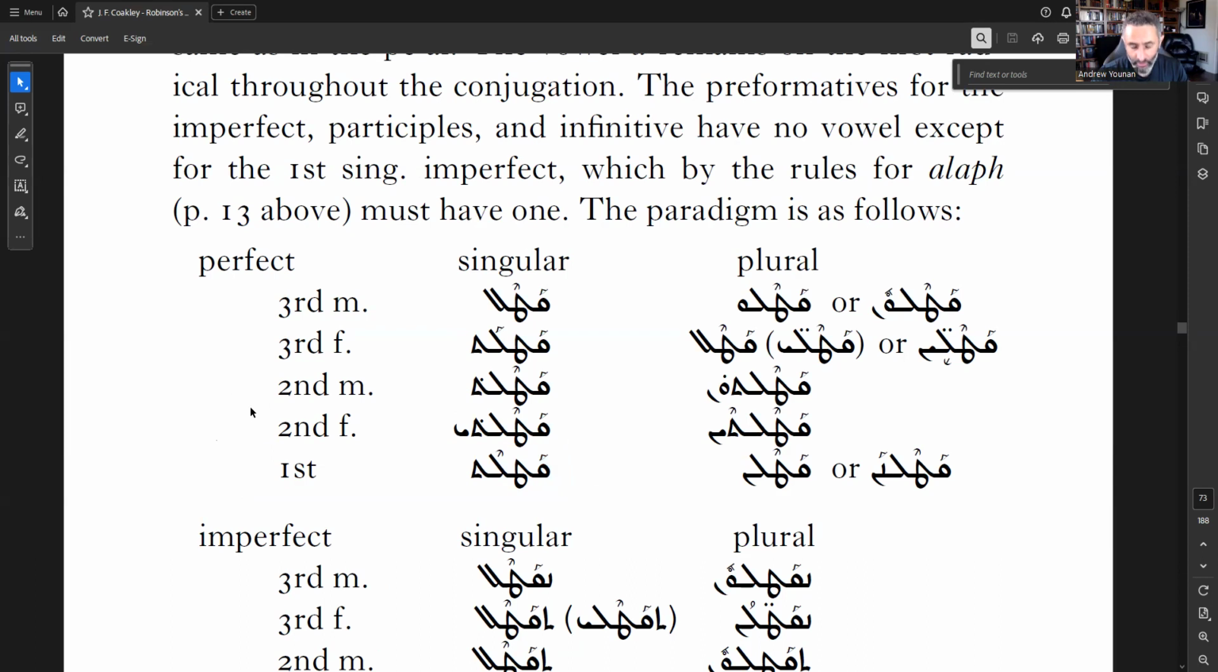Qalt, you killed, becomes qattalt. So the ending is the same, everything else is the same, you just add this vowel: qattalt. So qatleth, qattalt, qattal. So qtal becomes qattal. You can just hear it's an intensive pronunciation of the same verb. Qattaln, or qattalnan, qattaltun, qattal. And so on with the feminine: qatleth, qattalt with the silent yod, qatlath, qattaln, qattaltain, qattal.